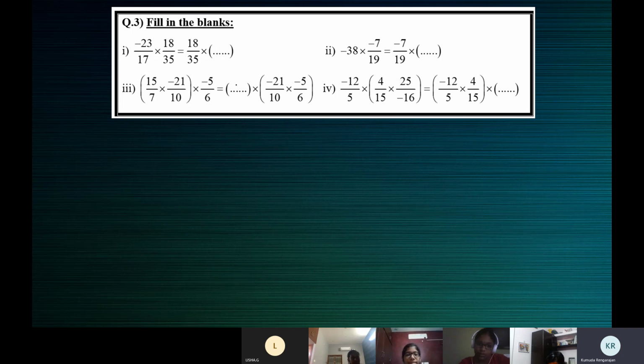So, Nandana, third one. Ma'am, 15 by 7. It is the associative property of multiplication in rational numbers, ma'am. Very good. So that is the property which you have used to complete the statement. Very good.